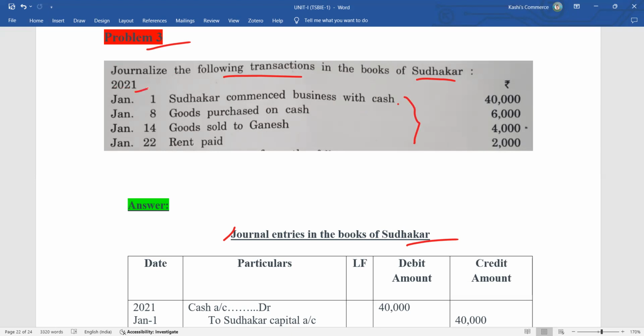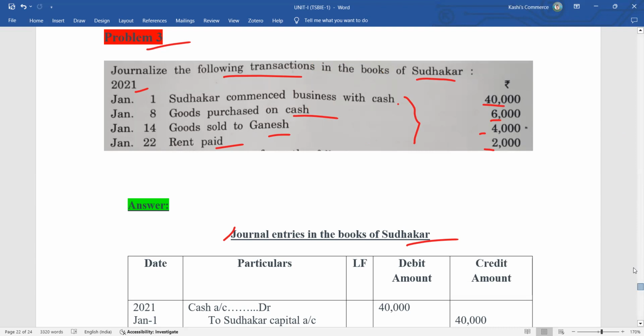In the year 2021, January 1st, Sudhakar commenced business with cash 40,000 rupees. The goods purchased on cash with 6,000 rupees. And January 14, goods sold to Ganesh 4,000 rupees. January 22nd, rent paid 2,000 rupees. These are the transactions. So we have to record these transactions in the books of Sudhakar.